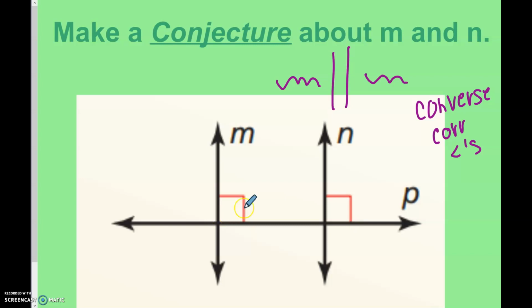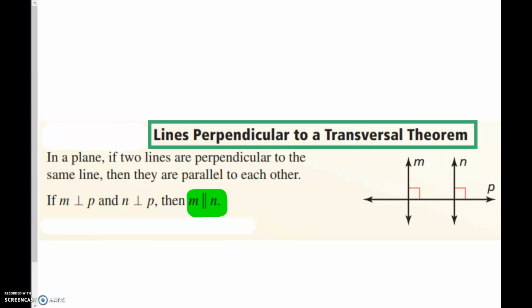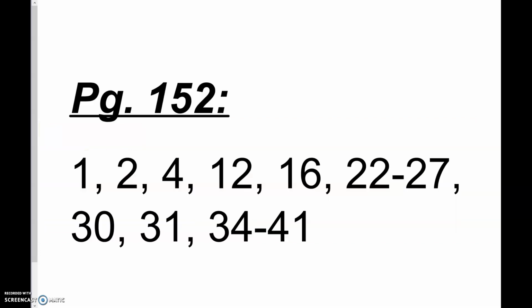Well, that also works because if they are perpendicular to the same line, then they must be parallel to each other. So if two lines are perpendicular to the same line, then they must be parallel to each other. Okay, that's the line perpendicular to transversal theorem.